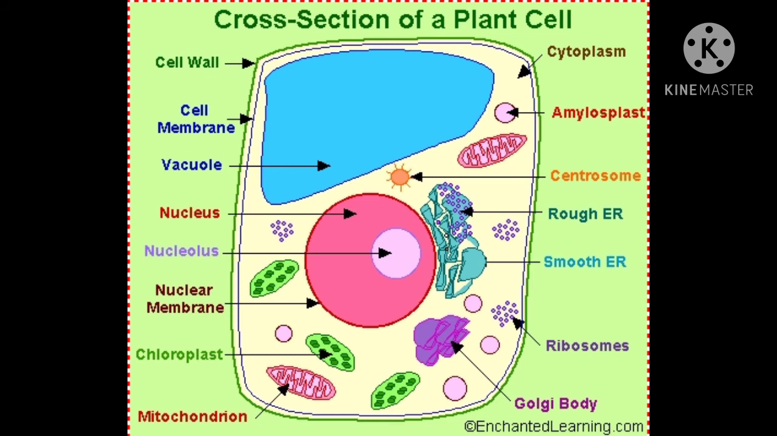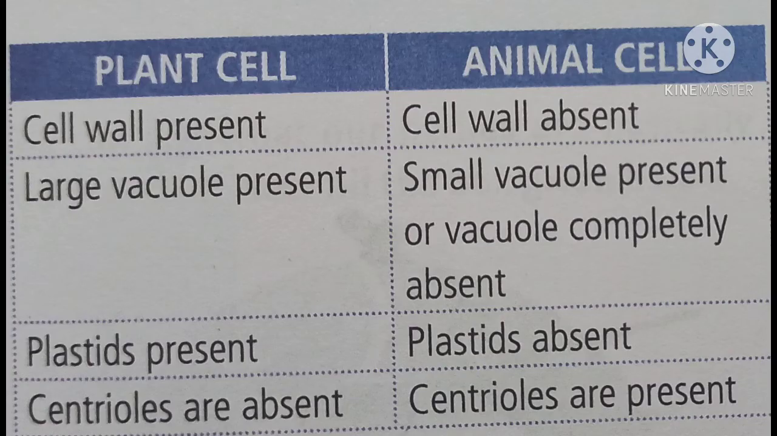Next, let us study about the plant cell. There are some major differences between plant cell and animal cells. They are, in plant cells, cell wall is present, but in animal cell there is no cell wall. Instead of that, it has a plasma membrane. In plant cells, a large vacuole is present, but in animal cell it is small or it is absent. Plastids are present and centrioles are absent in plant cell, but in animal cell plastids are absent and centrioles are present.